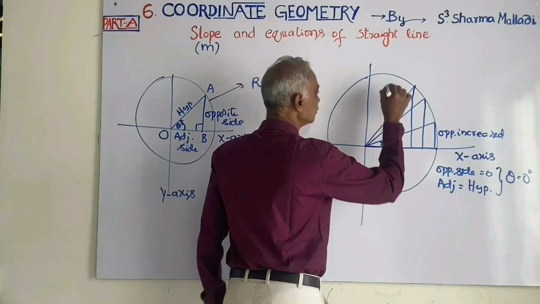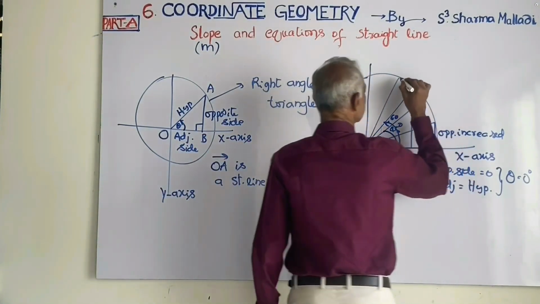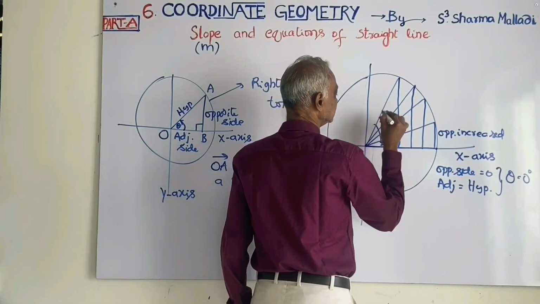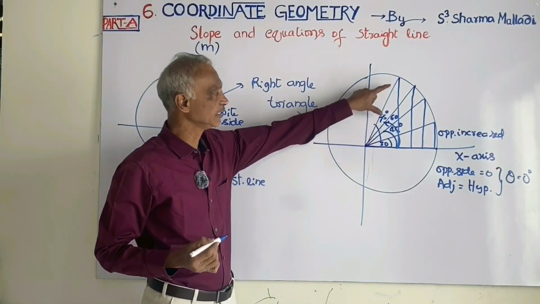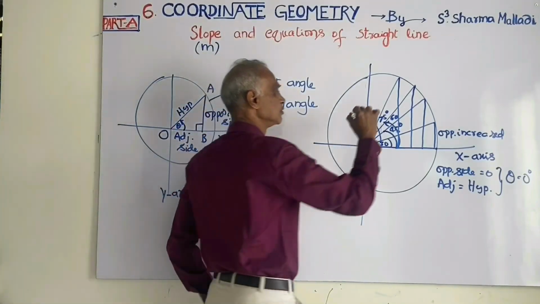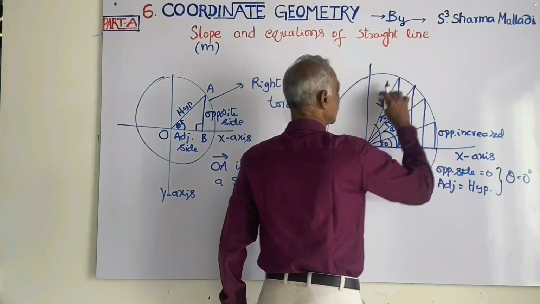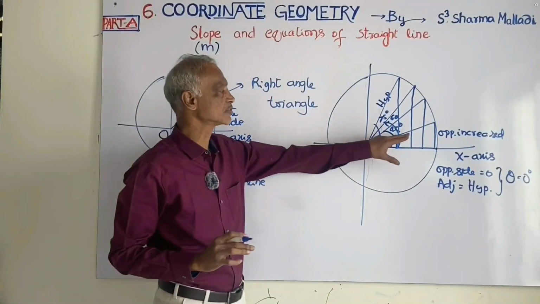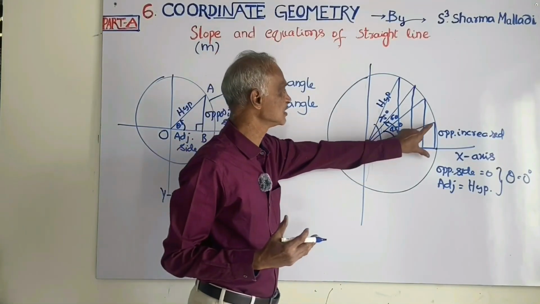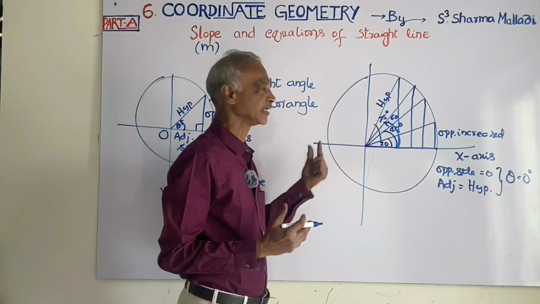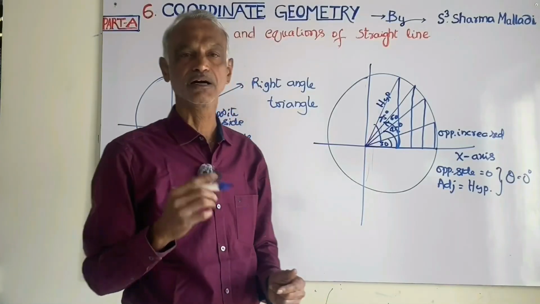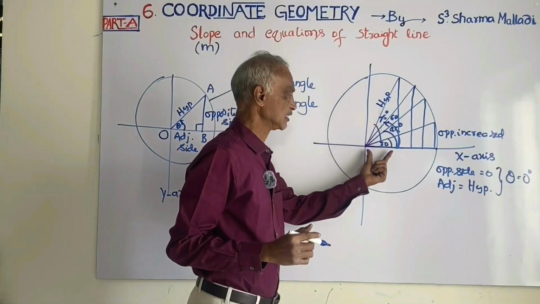Now we will increase the angle to 75 degrees. Now the opposite side is increased and the adjacent side is decreased, but the hypotenuse is not changed. The hypotenuse is constant, always constant. When we increase the angle, the opposite side is increasing, the adjacent side is decreasing, and slope also increases. Slope depends on angle and also on the opposite side and adjacent side.